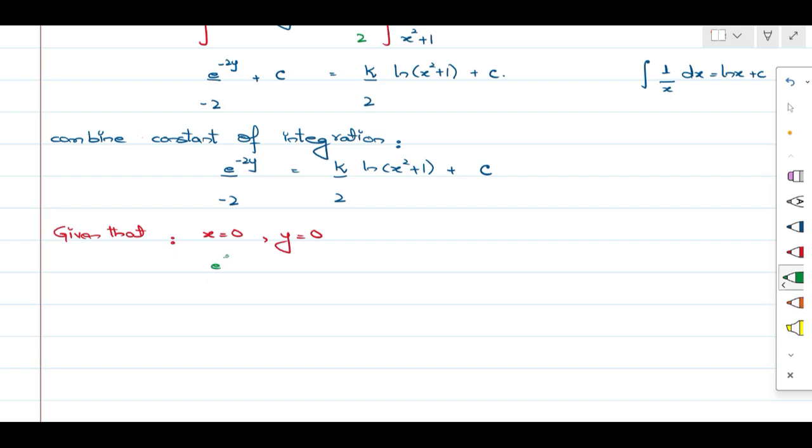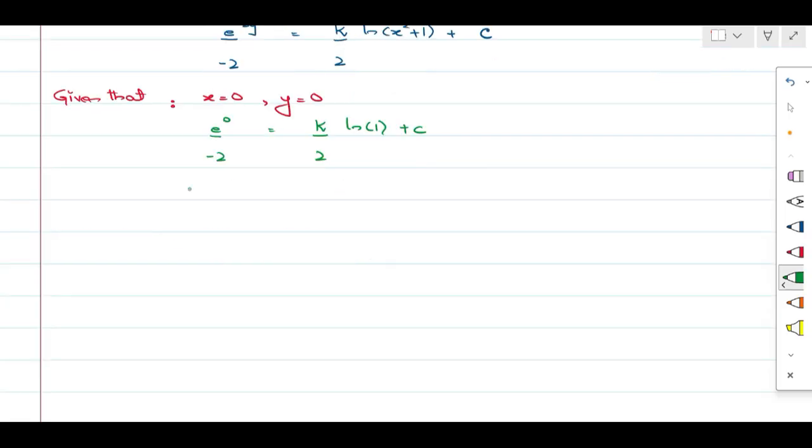e to the power negative 2 times 0 is e to the 0, divided by minus 2, equals k by 2 times natural log of 0 squared plus 1, plus c. Okay, e to the power 0 is 1, so it is 1 over negative 2 equals k over 2 times natural log of 1, which is 0, plus c. So this whole thing is 0. So negative 1 by 2 equals, this whole thing is 0, so we are left with c. It means we got the c value, which is equal to negative 1 by 2.